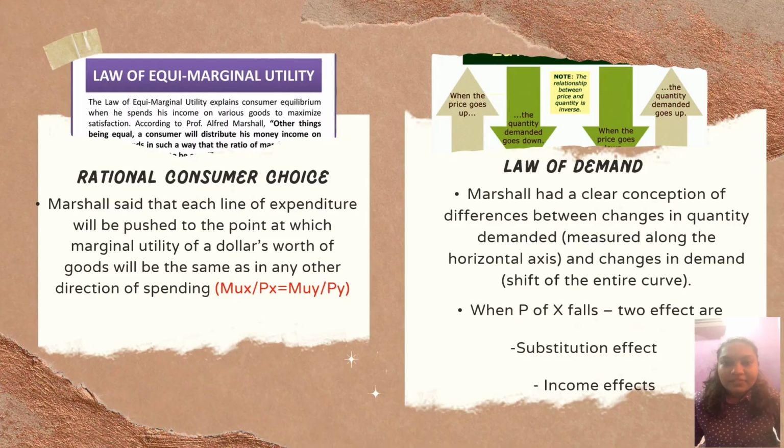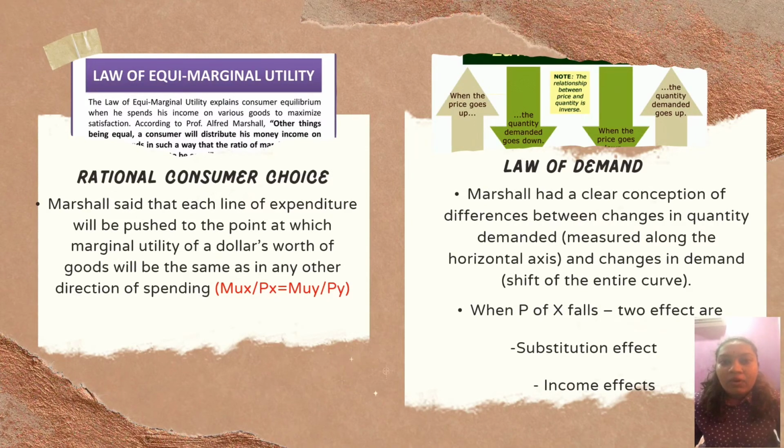Thank you. Now, we will move to rational consumer choice and the law of demand according to Alfred Marshall in the Neoclassical school. In rational consumer choice, Marshall said that each line of expenditure will be pushed to the point at which the marginal utility of a dollar's worth of goods will be the same as in other directions of spending. The equation of this theory is MUx divided by Px equals MUy divided by Py.